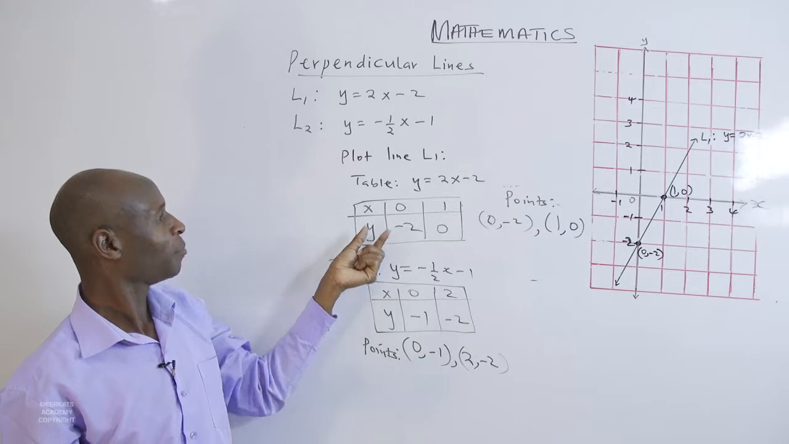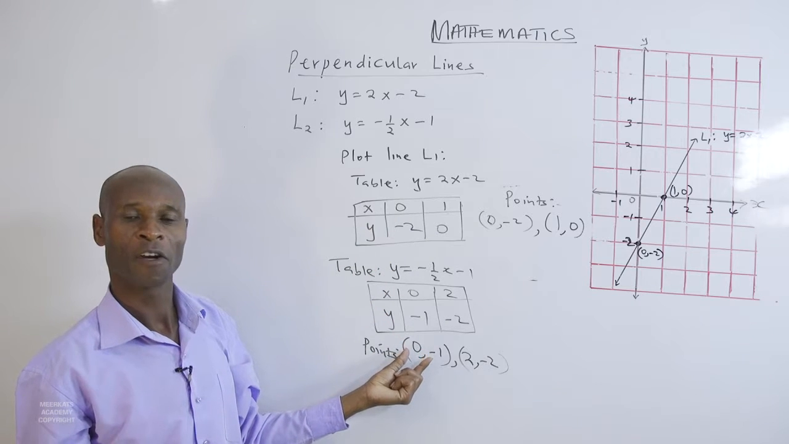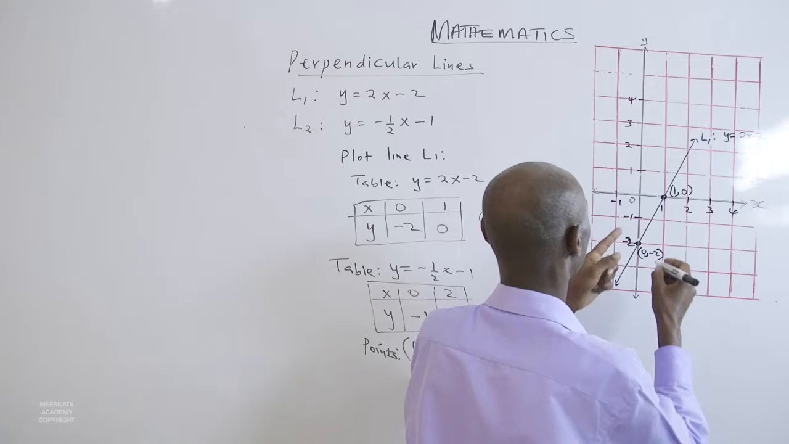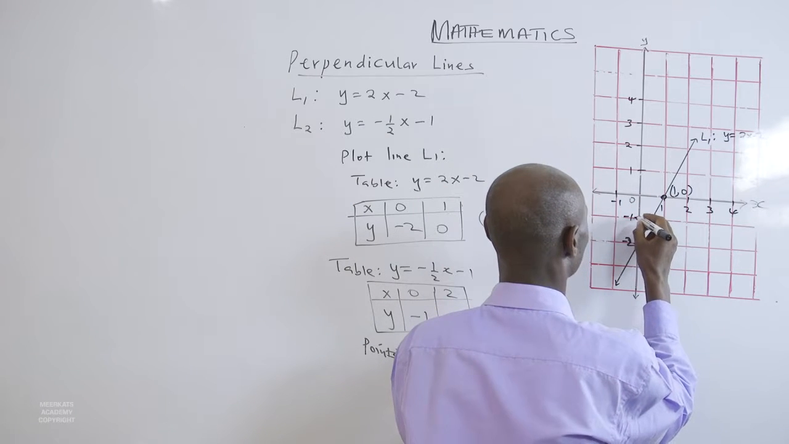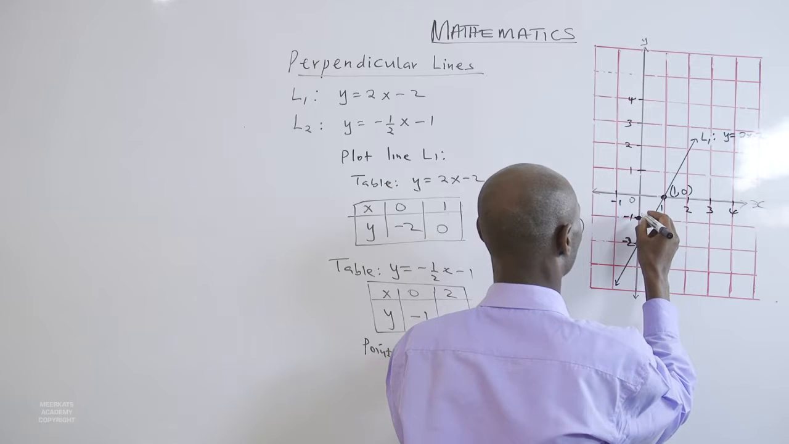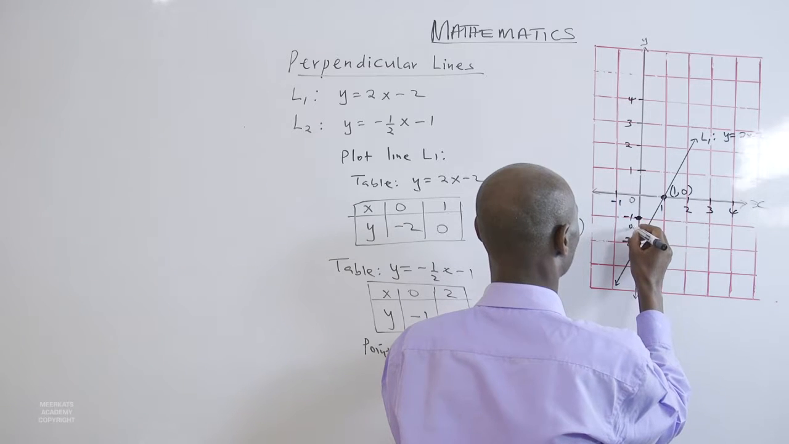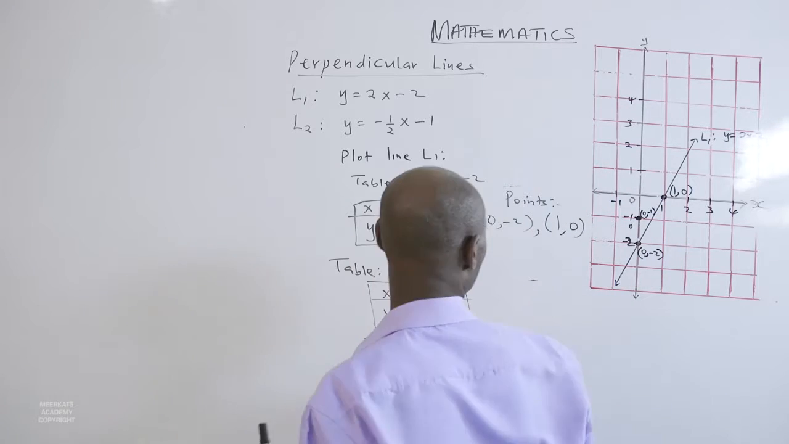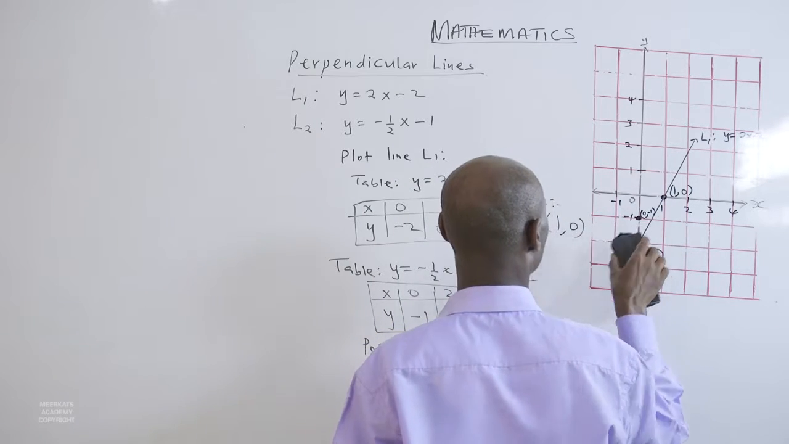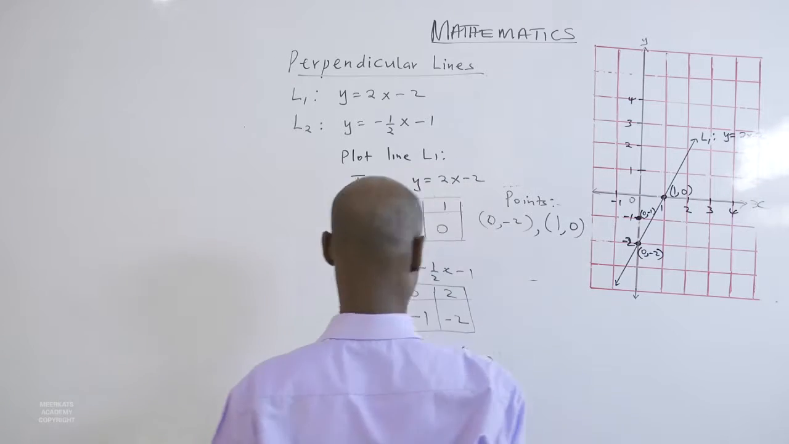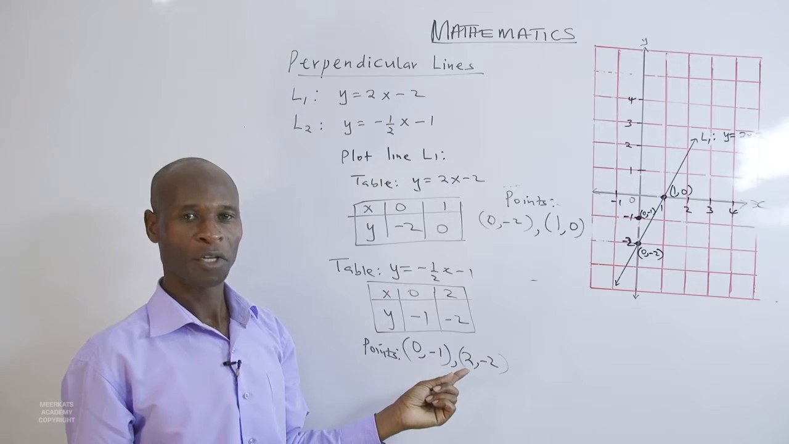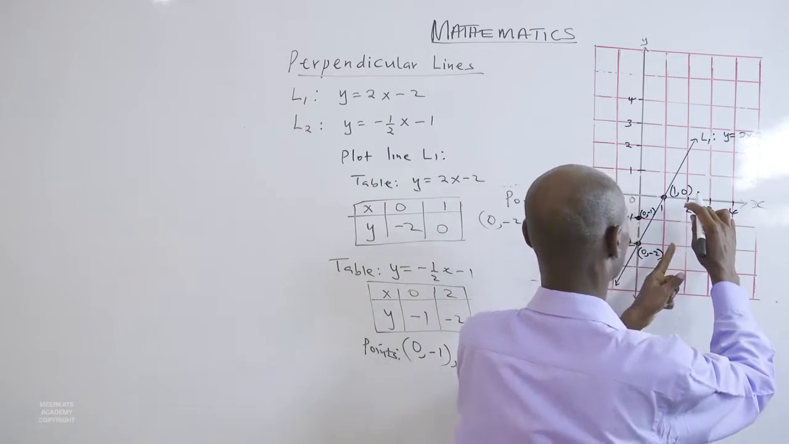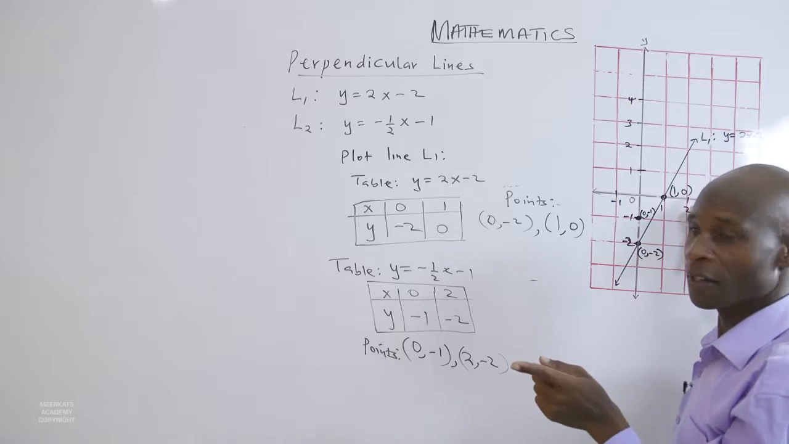We go ahead and plot the points for line 2. That is, the first point is 0, negative 1. Then the second point is 2, negative 2. 2 is along the x-axis.